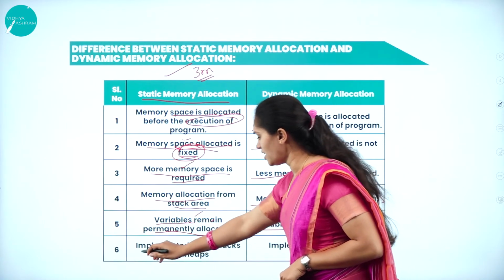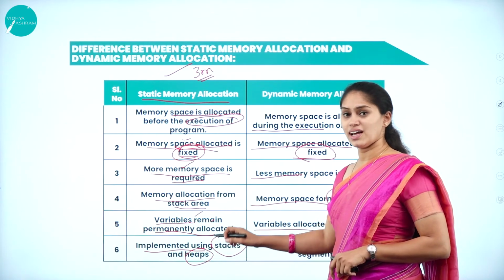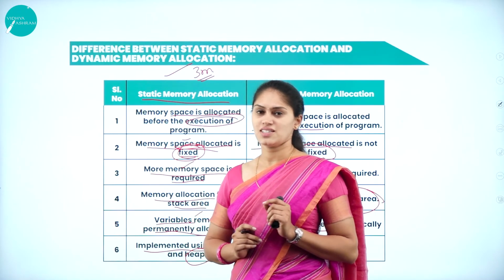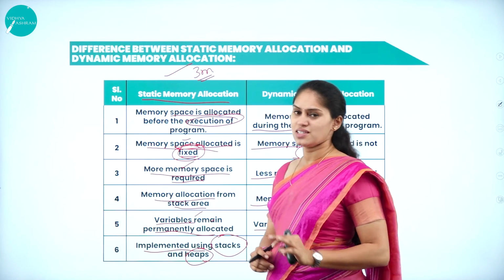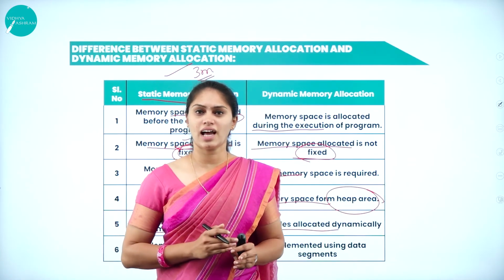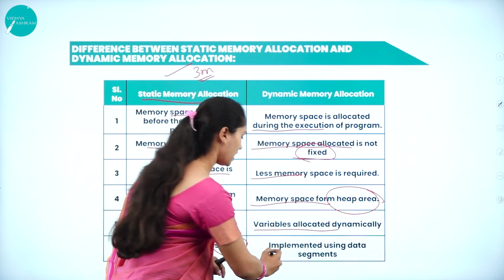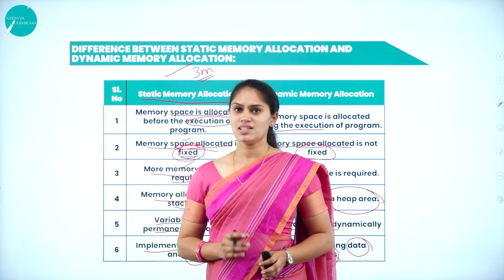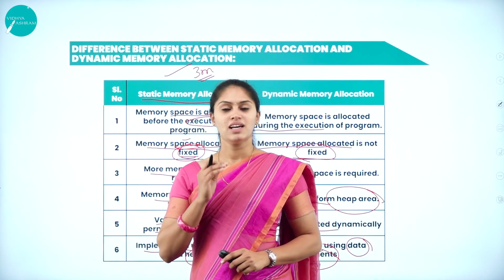So what is the next point? It will be implemented using stacks and heaps. These two are data structures that I am going to discuss in the data structure chapter. What do you mean by stacks and what are heaps? With the help of this concept, I can allocate the memory space by making use of static allocation. Then how can I implement dynamic allocation? I can implement it by making use of the data segments concept.